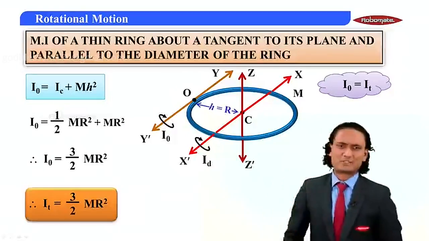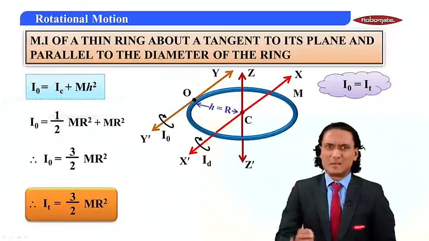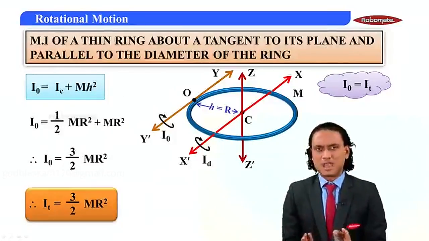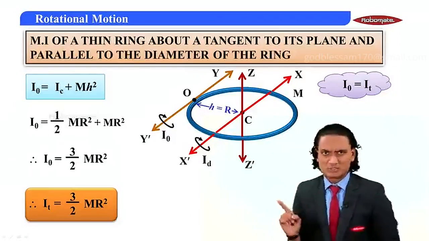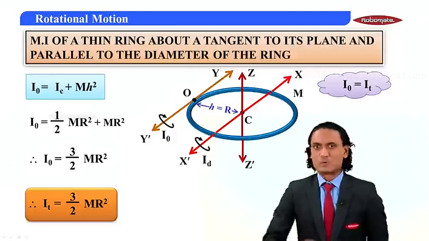Very simple derivation. Here the tangent is in the plane and it is parallel to the diameter. Which theorem? Parallel axis. Any doubts? No? Fine. Let us move on to the next one.